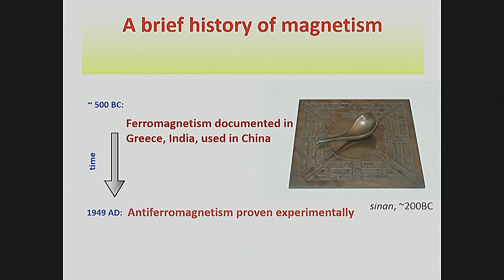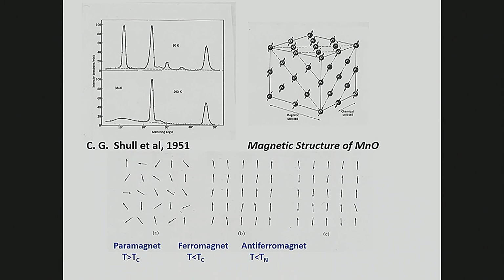It's because of antiferromagnetism. And antiferromagnetism, in contrast to ferromagnetism, was only experimentally discovered in 1949, and it was discovered here at Oak Ridge. Okay, and I'm going to show you that data in just a second. But you might ask, why the big gap, right? Why is magnetism, ferromagnetism, discovered 500 BC, and antiferromagnetism, much more common, discovered 2,000 years later? Okay, and the reason, the thing that we were waiting for in all that time, was neutron scattering.